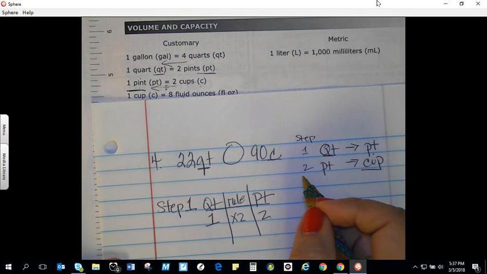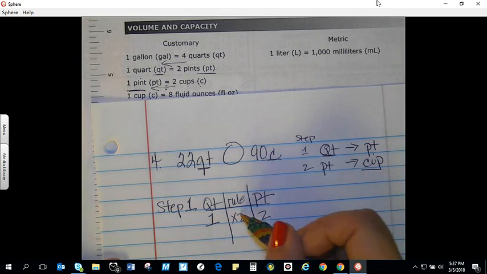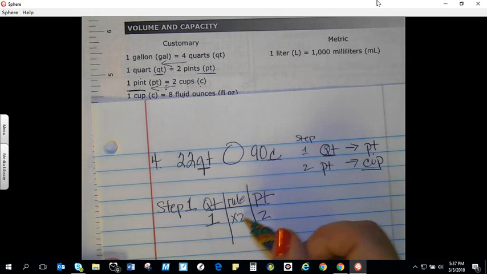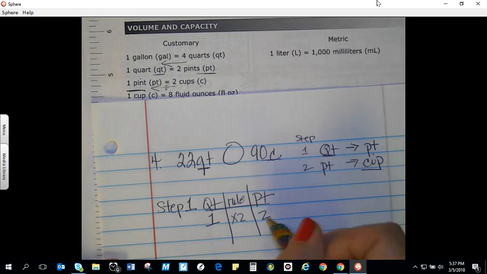Remember, when we're converting, it's either multiplying or dividing. Can't divide: 1 divided by 1 equals 2? I can't do 1 divided by 2 equals 2. That's not right either. So it's 1 times 2 equals 2.